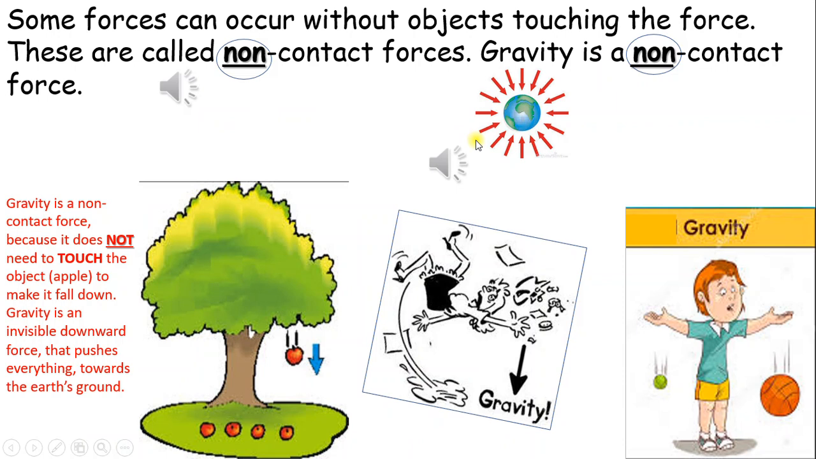Some forces can occur without objects touching the object. These are called non-contact forces. Gravity is a non-contact force. Gravity is a non-contact force because it does not need to touch the object to make it fall down. Gravity is an invisible downward force that pushes everything towards the Earth's ground.